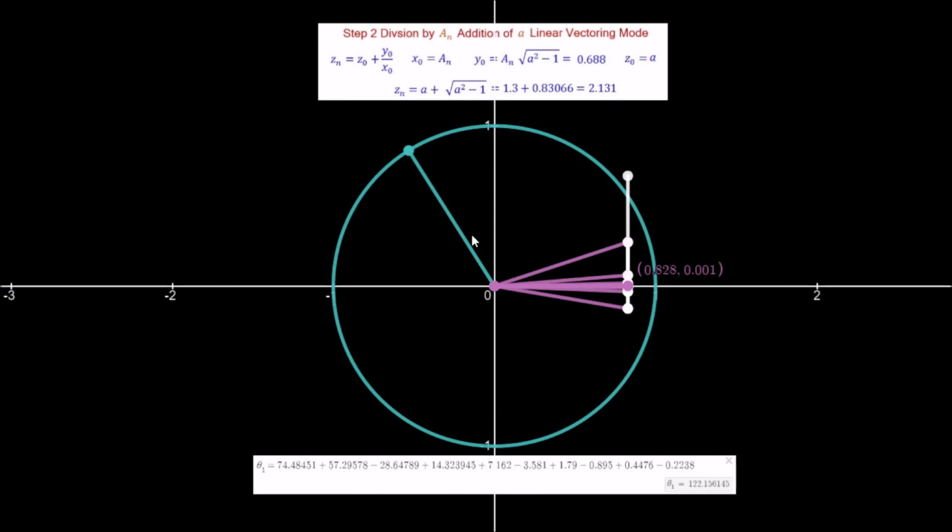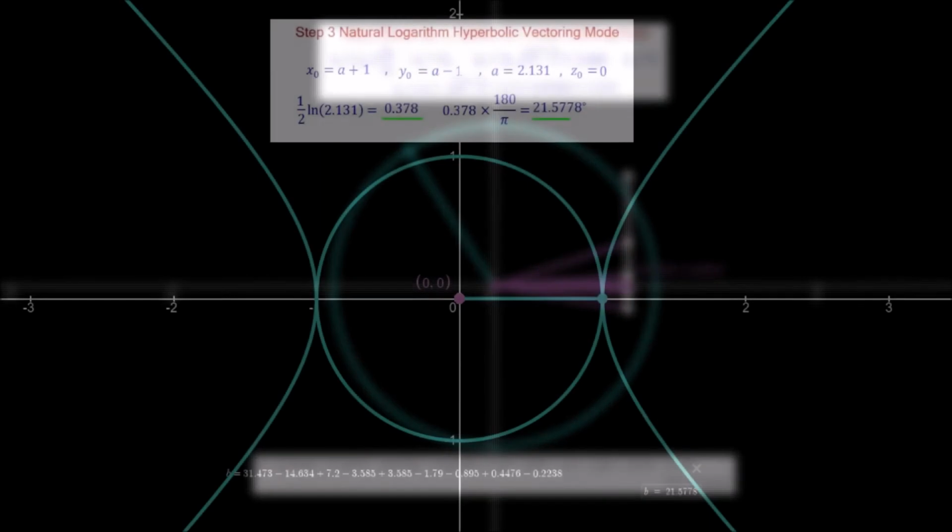So the final value here for the angle Zn is equal to 122.156 degrees. Now whenever we convert this back to radians, we get a value of 2.132. So we're not very far out. The value we expected to get was 2.131, but we're now actually getting a value of 2.132. So let's move on to the next stage.